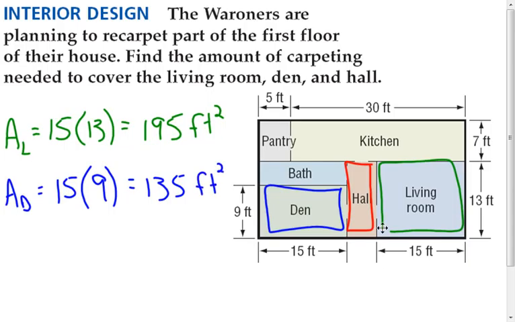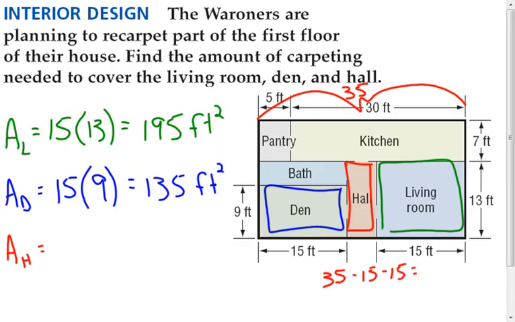And then I have to find the area of the hallway. Well, I look at this and I don't know the base right now. It didn't tell that to me. But what I do know is that this length here is 35. Therefore, when I go to the bottom of this house, think of it as the bottom, that's going to be 35 feet as well. So if I want to find the part that remains, I can do 35, subtract out the 15 feet from the den, subtract out the 15 feet from the living room, and I find out that the hallway is only 5 feet wide.